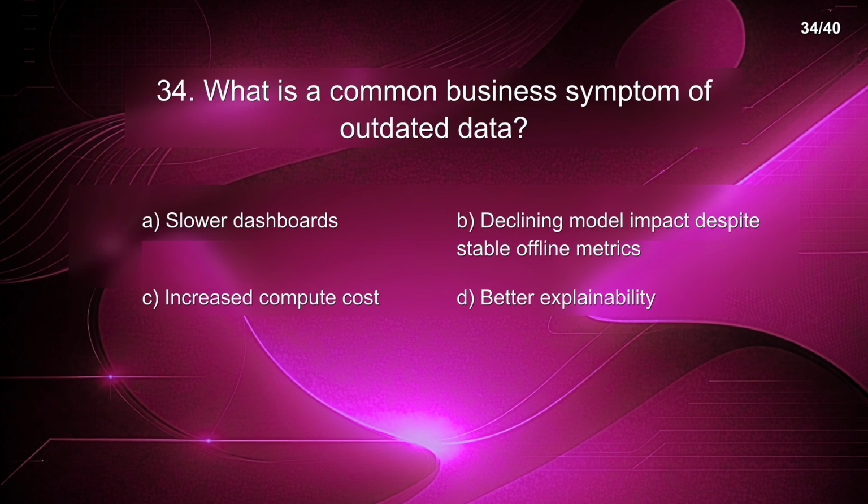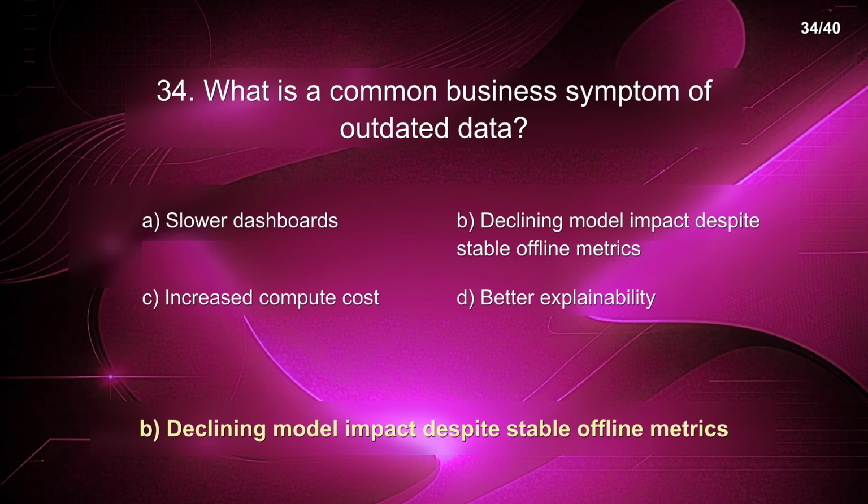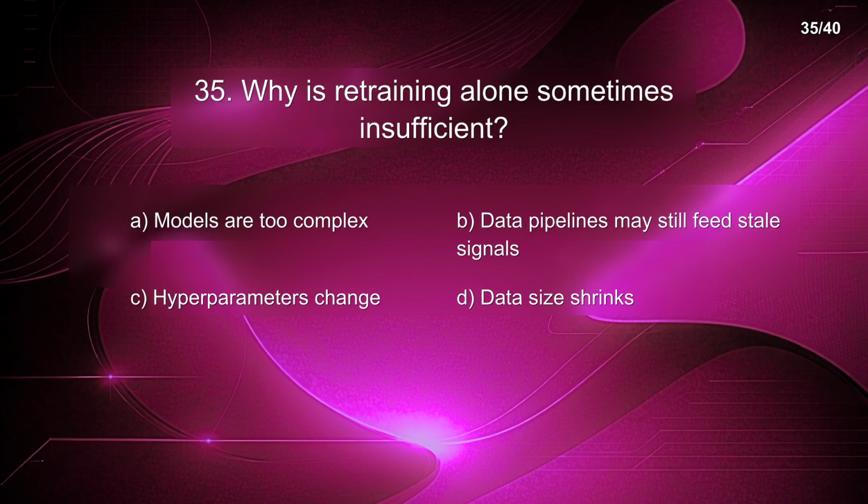Correct answer is B. Declining model impact despite stable offline metrics. 35th question. Why is retraining alone sometimes insufficient? A. Models are too complex. B. Data pipelines may still feed stale signals. C. Hyperparameters change. D. Data size shrinks.